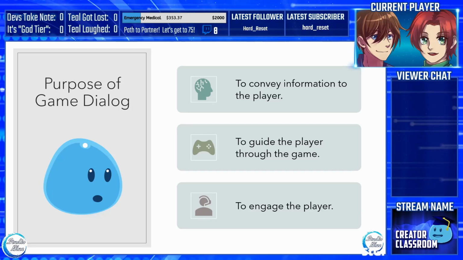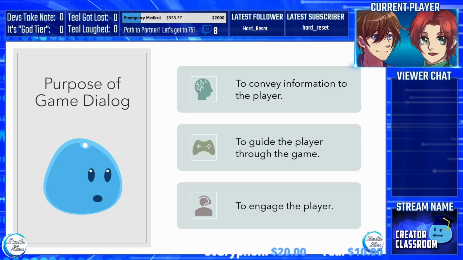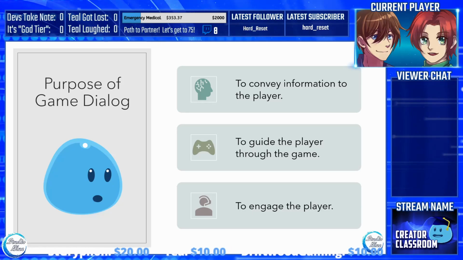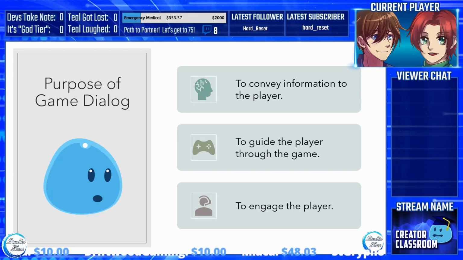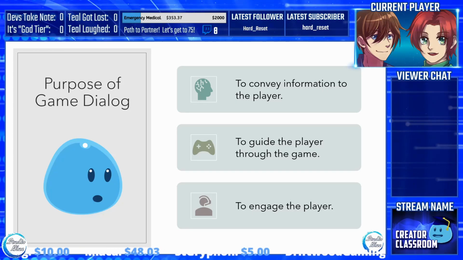Also, you want to guide the player through the game. This is best shown by going up to an NPC and they give you a side quest. And you continue to go through the side quest and people are telling you things and you're following what they're doing.